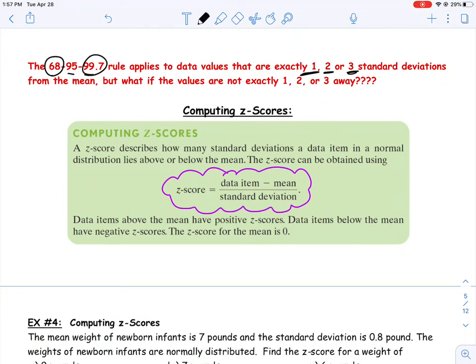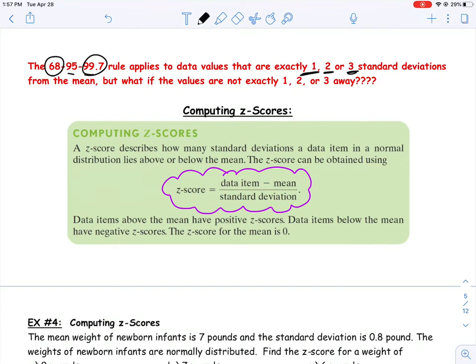But what happens if our numbers aren't exactly 1 away, or exactly 2 away, or exactly 3 away? Well, then we can't really always rely on that 68, 95, 99.7 rule if that's not the case. And so what we might have to do is calculate how many standard deviations away our value is. It might not be exactly 1, 2, or 3. It might be at a different value.